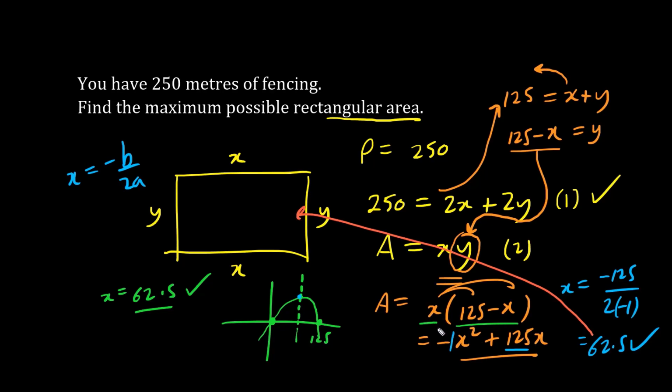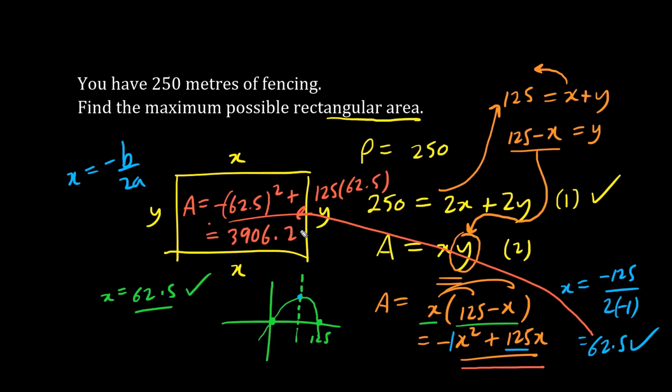We also know that the area formula is right here. So the area equals negative x squared, which is 62.5 all squared, plus 125 times 62.5. Using our calculator, we calculate the area to be approximately 3,906.25.